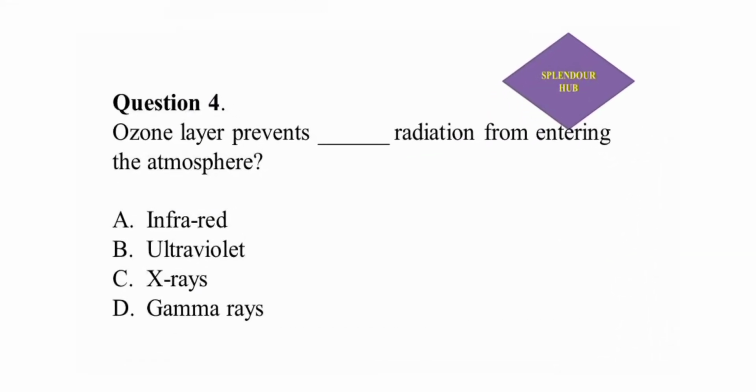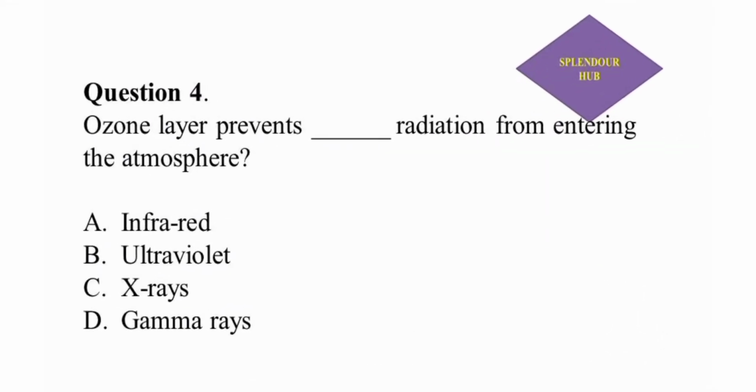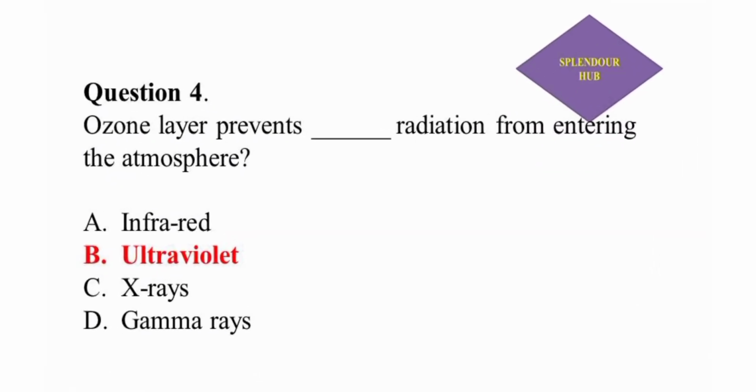Question 4. Ozone layer prevents dash radiation from entering the atmosphere. Option A infrared, option B ultraviolet, option C X-rays, option D gamma rays. Answer: ozone layer prevents ultraviolet radiation from entering the atmosphere.